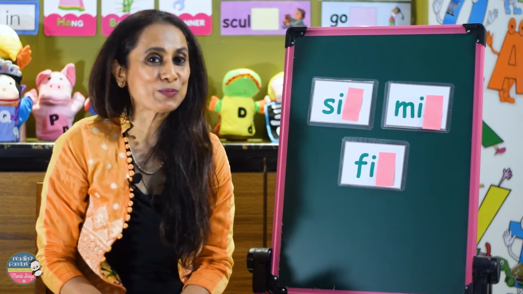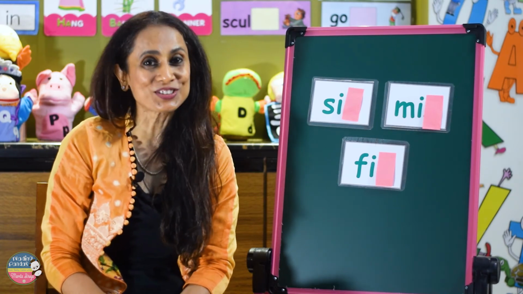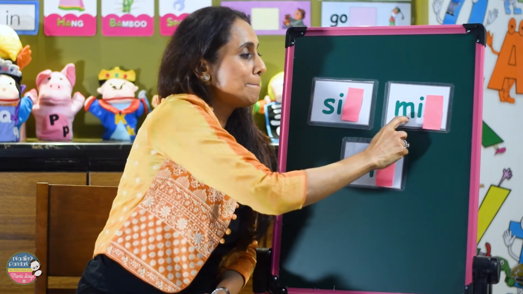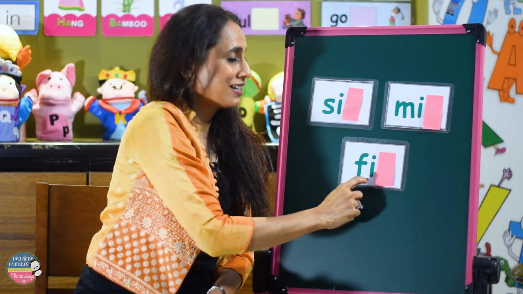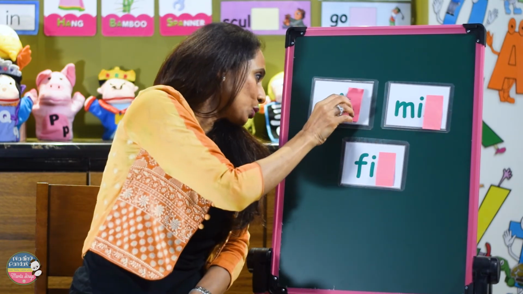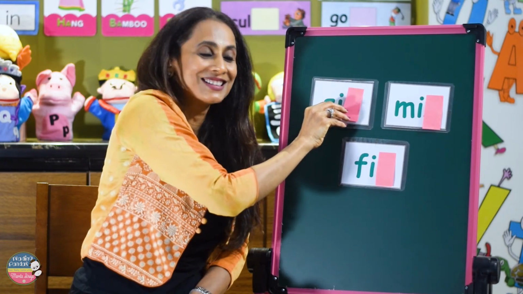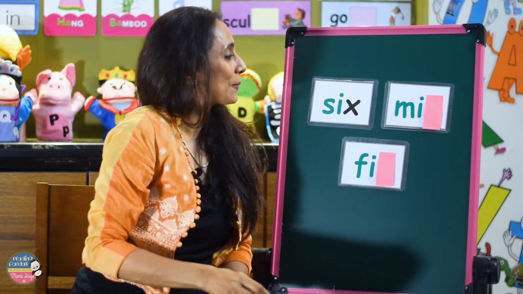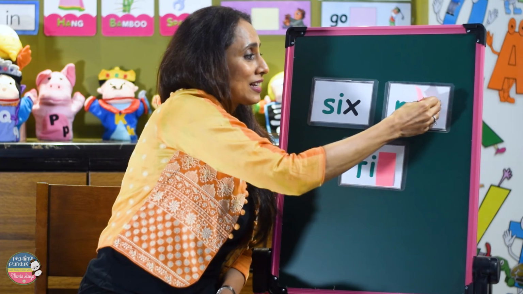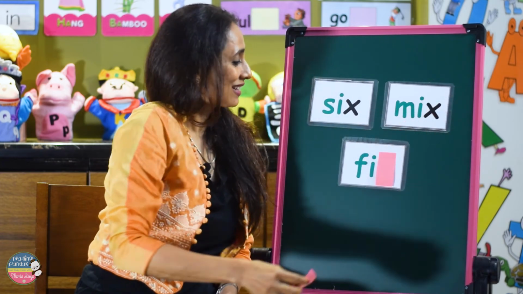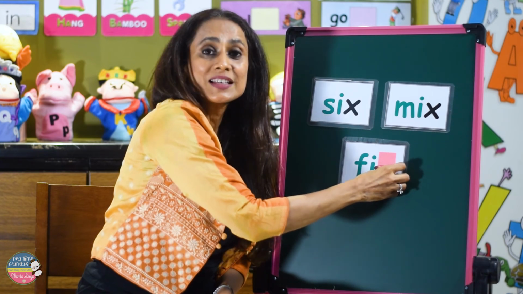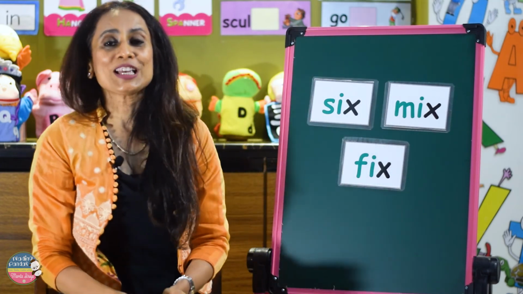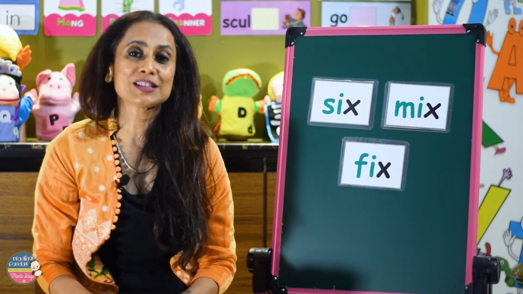I can see everybody is getting better there, and Betty too. So now let's begin blending. Si, Mi, and Fi. And peekaboo, what's the last sound? X, six. Mix. And fix. Yes. So these were all the words in the CVC tutorial.